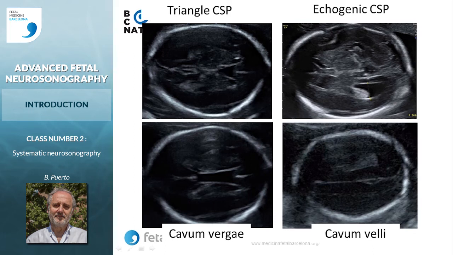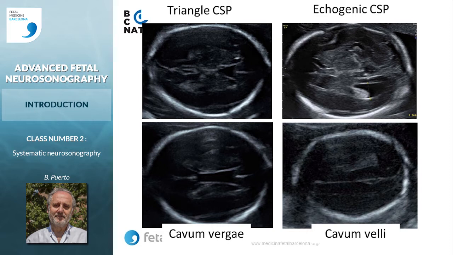There are different types of normal variants regarding cavum septum pellucidum. In this case, we see a triangular cavum septum pellucidum. In this other case, we see these parallel lines more posterior and opened, due to the presence of cavum vergae, which is continuous with cavum septum pellucidum.